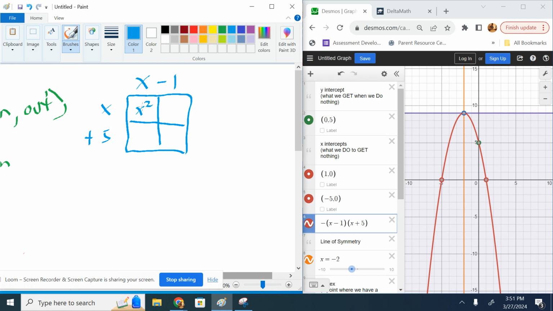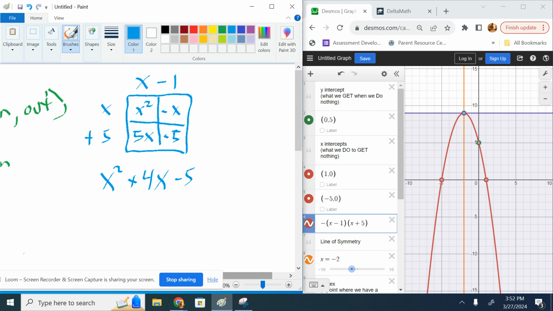So multiply x by x to get x squared. -1 times x is -1x. 5 times x is 5x. And then -1 times 5 is -5. I take these things and I add them up. I have 1x squared. I have 5x's minus 1x, which gives us 4x's. And then I have the -5.